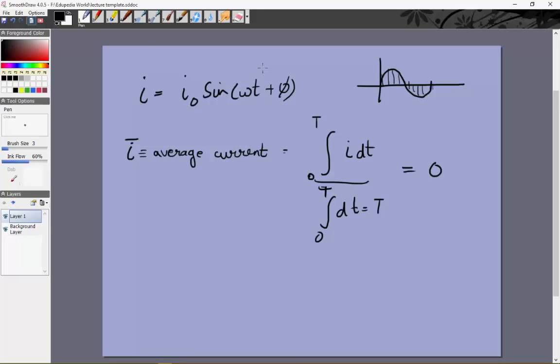So the average current is not something which we can generally use to quantify this, but we would like to quantify this by a particular value. One thing we could do is quantify this by I0, that means saying the current is such that the maximum value is I0. But there is another easier and more useful way to quantify the current, and that is by using something called I square bar, which is called the mean square current.